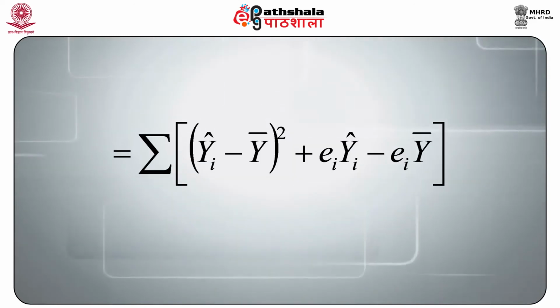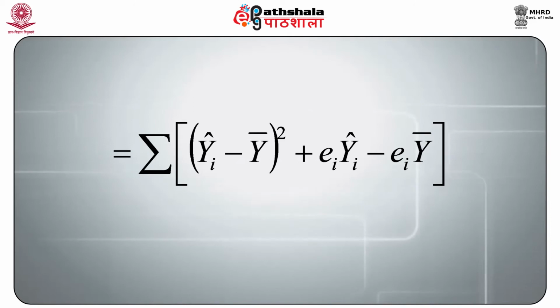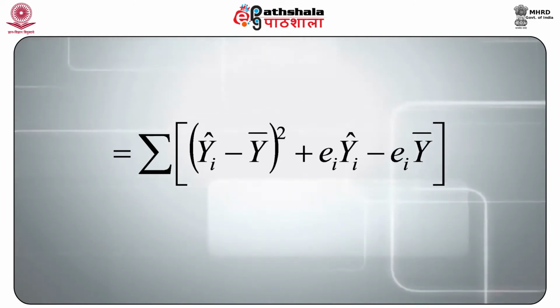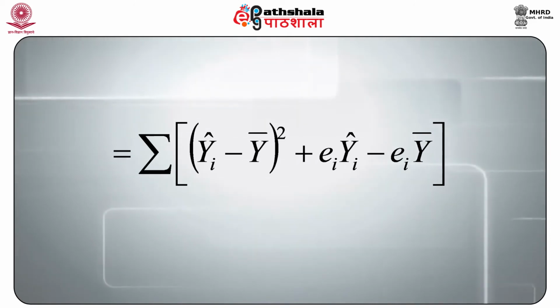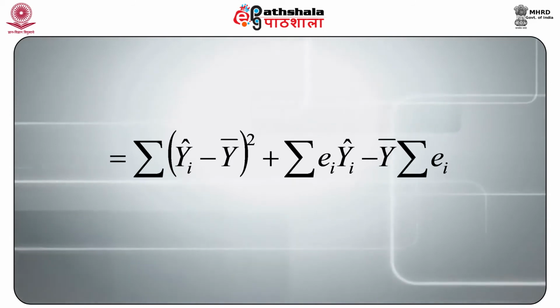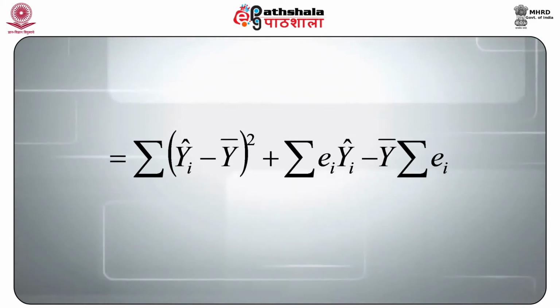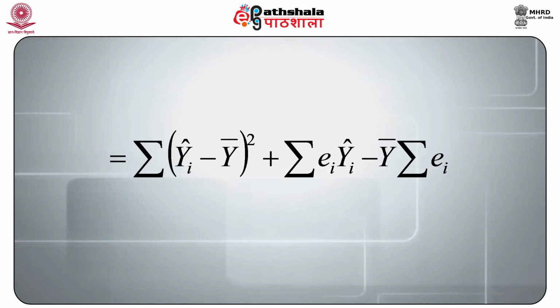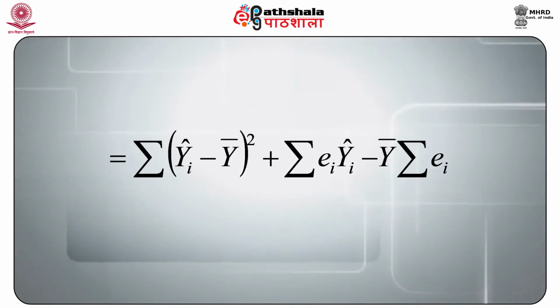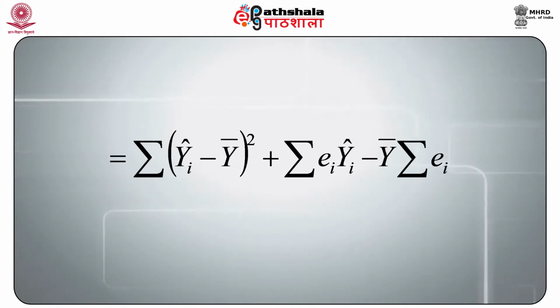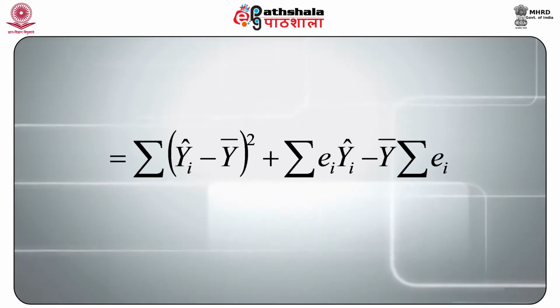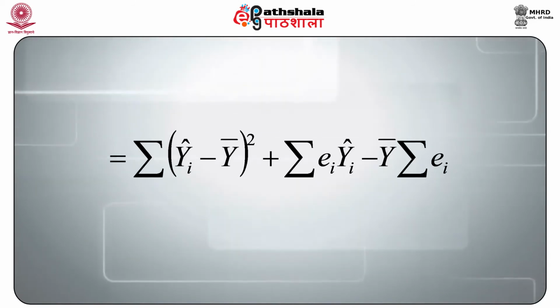Continuing, we can rewrite this as summation of the whole of yi hat minus y bar square plus ei yi hat minus ei y bar, and this could therefore be written as equal to summation yi hat minus y bar square plus summation ei yi hat minus y bar into summation ei.